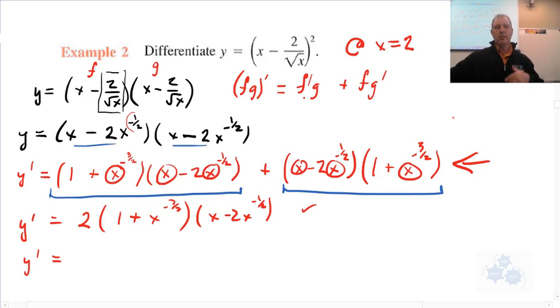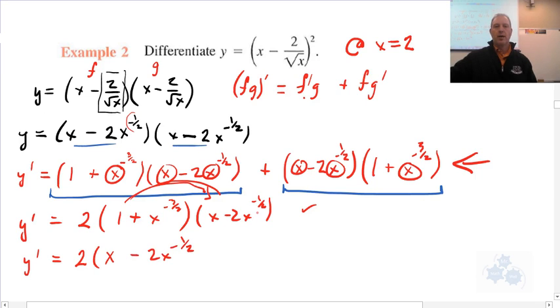But if we're asked to simplify this, what we want to do is expand everything we can, gather all the like terms we can, and write this as a polynomial if we can. So let's expand and see what happens. I'll leave that 2 out there for now. Let's do a little FOIL method. So that's 1 times x is x. This would be minus 2x to the negative 1/2.